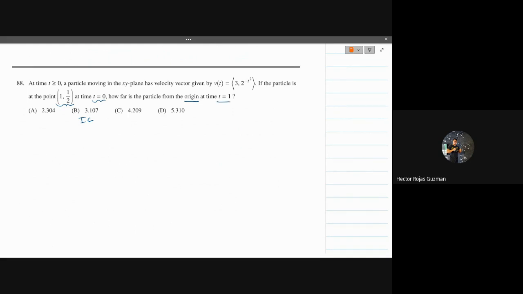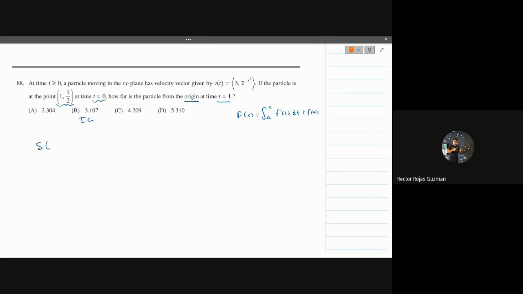Okay, tricky question. It's not telling us what the position of the particle is. We want to figure out how far it is from the origin. So first, we're going to go ahead and find the position. Hopefully you already know that we're going to be using this equation, especially because we're given an initial condition.